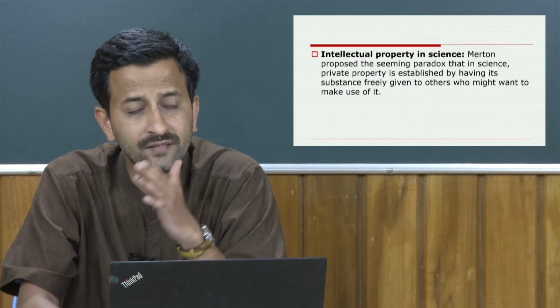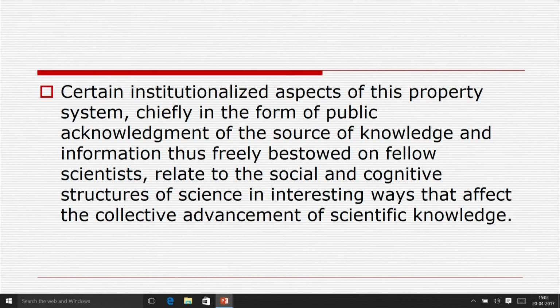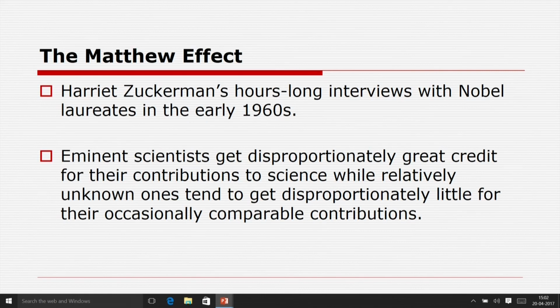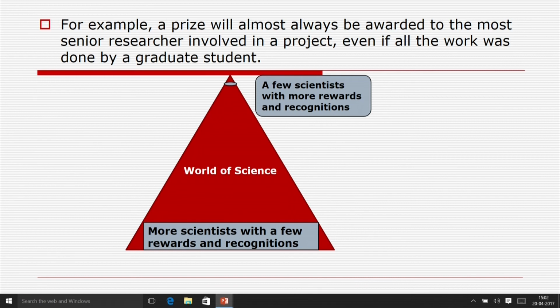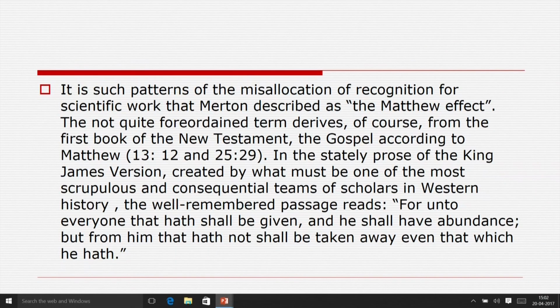Then intellectual property in science: we have discussed how certain institutional aspects of this property system, chiefly in the form of public acknowledgement of the source of knowledge and information, thus freely bestowed on fellow scientists, relate to the social and cognitive structures of science. We have discussed the Matthew effect in its generality. We have discussed the world of science, the way it is structured. We have also discussed how the world of science is peculiar in how it gives credit. It tends to give the credit to already famous people.